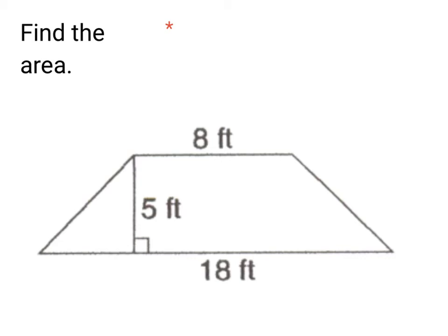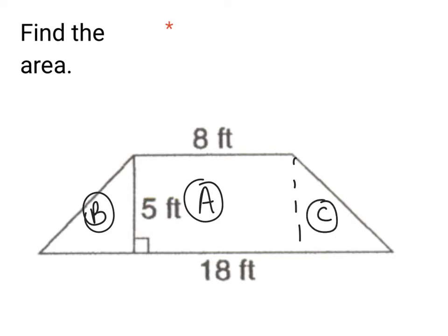Hey guys, in this video we're going to find the area of this trapezoid. So the easiest way to do this is to cut it off. So then we have A, we have B, and we have C. Again, my suggestion is making sure that you label your parts because that will really help you.